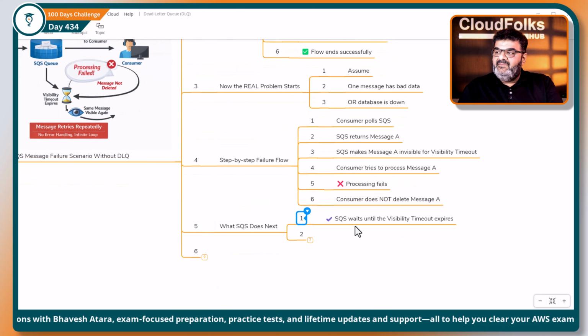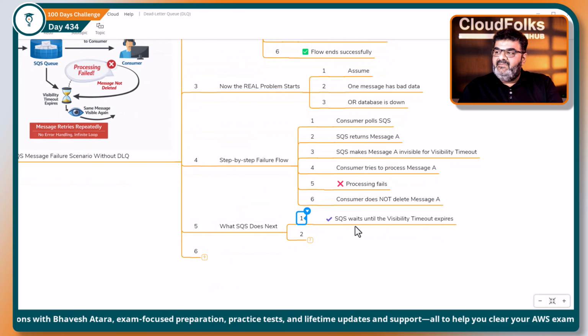Again, the visibility timeout expires, SQS is going to make it visible. Again, the consumer is going to poll this message, not able to process. Now this will be a loop, right? It is an infinite loop. So the consumer keeps getting the same failed message, with no limit on retries and no separation of bad messages. The consumer keeps wasting time, processing the same message again and again, which it is not able to process. This infinite loop can happen if you don't have DLQ. If you have DLQ, it is going to solve this problem.